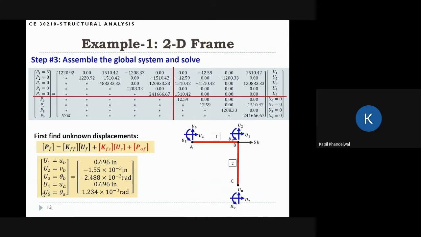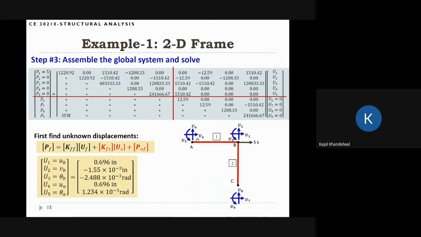And after we find the solution, I also wrote what is U1. U1 was actually UB. U2 was VB, a vertical displacement at B. U3 is the rotation at B. I'm using the correct units also when I'm writing the answers. So the first two are inches, the third is in radians.